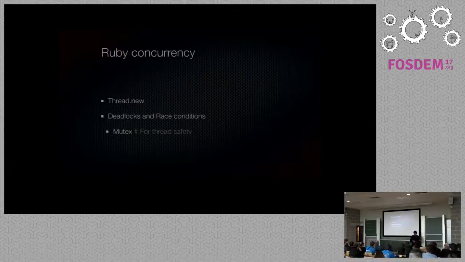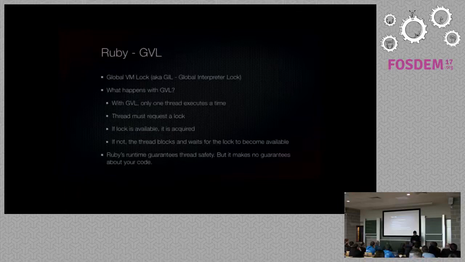So we use Thread.new, that's the basic abstraction that we use to create multiple threads. And because of threads, there is a high chance that we have deadlocks and race conditions because there is shared memory. And Ruby has a global VM lock, or it's called the global interpreter lock.